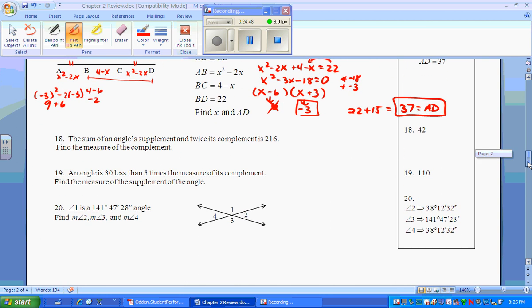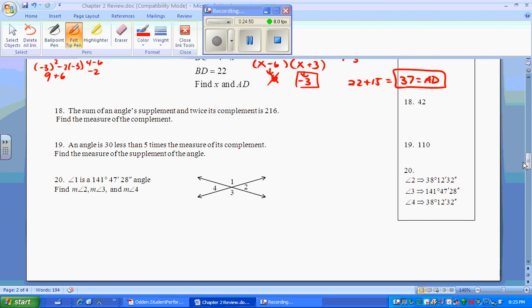Question 18. The sum of an angle's supplement and twice its complement is 216. Here's your equal sign. The sum means add, so we have the angle's supplement.